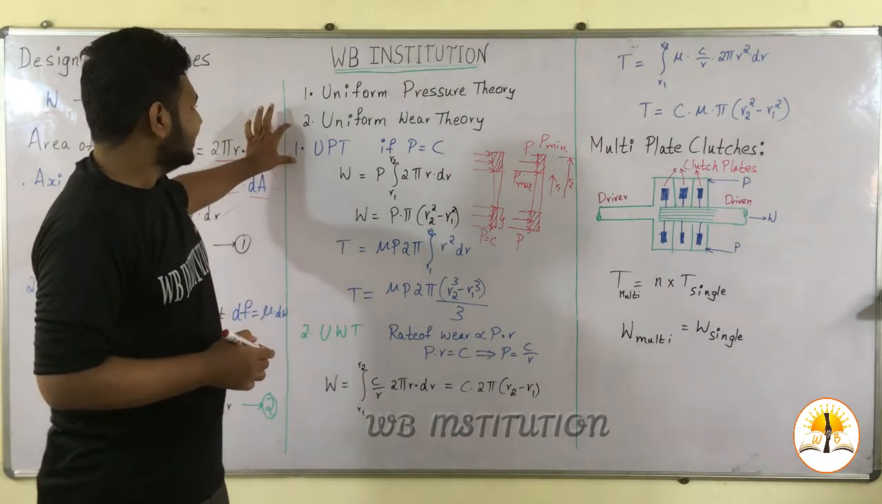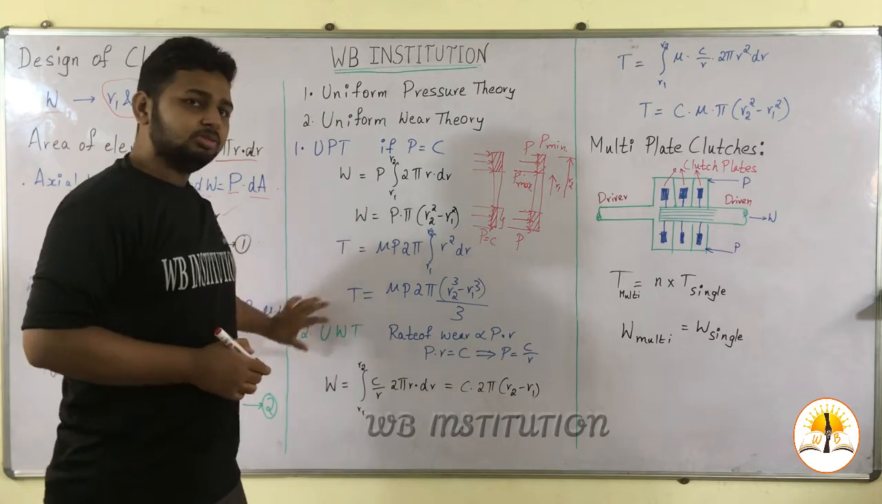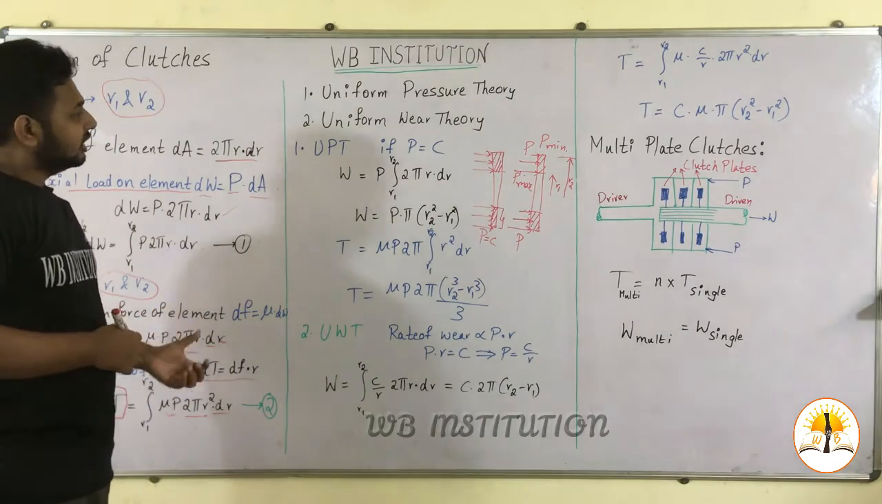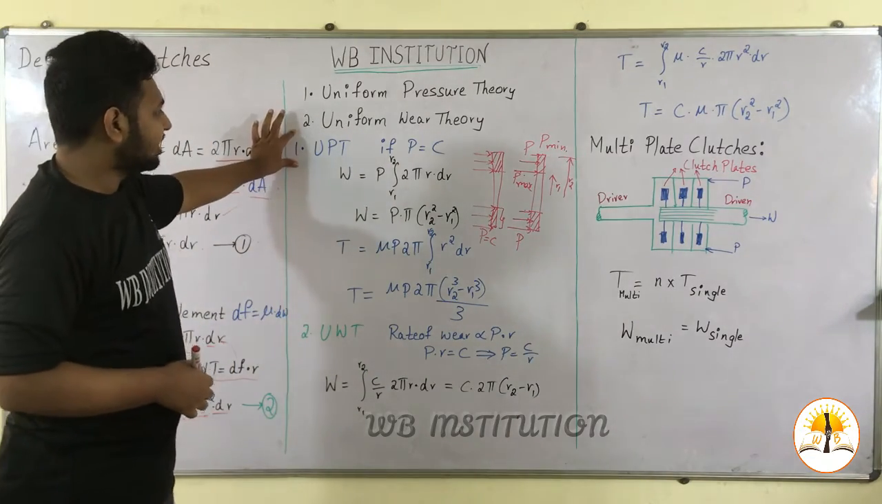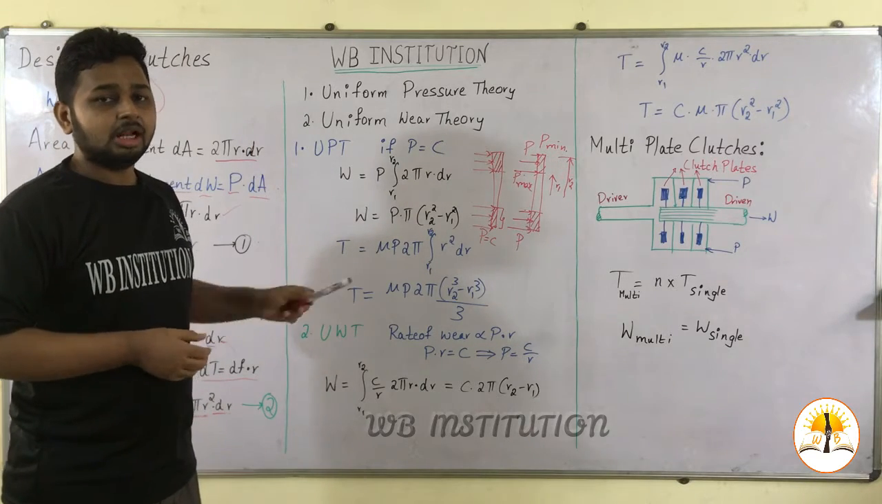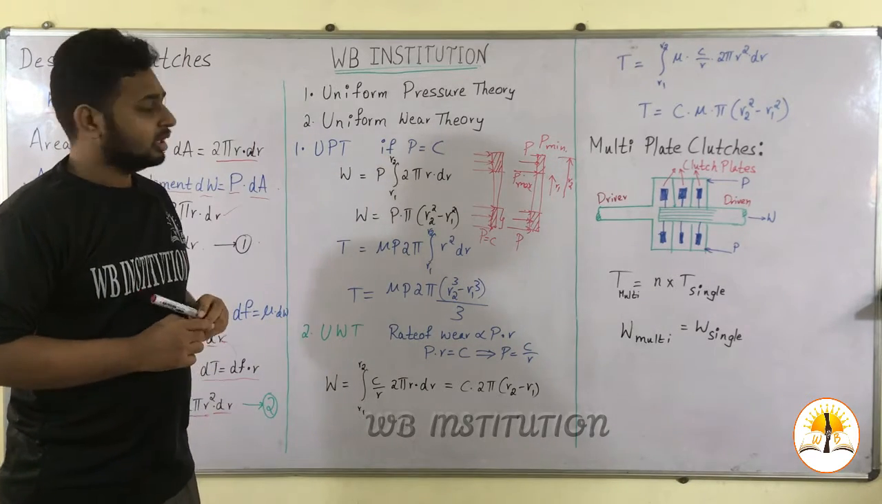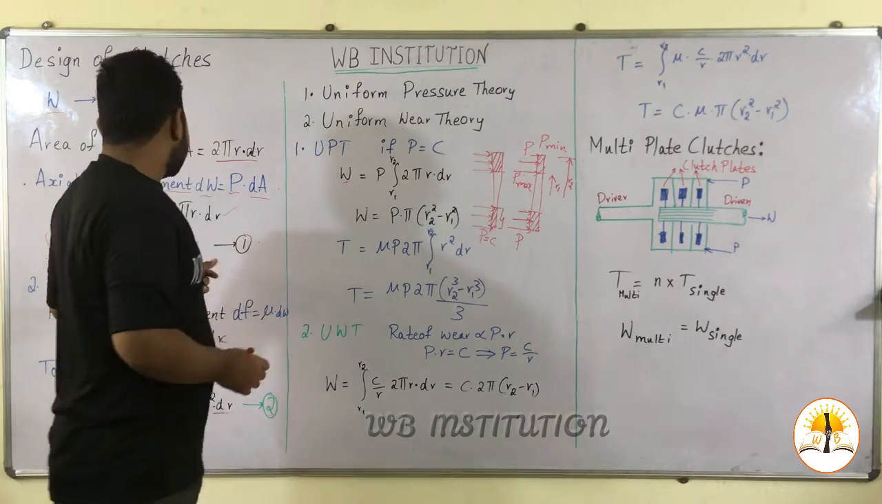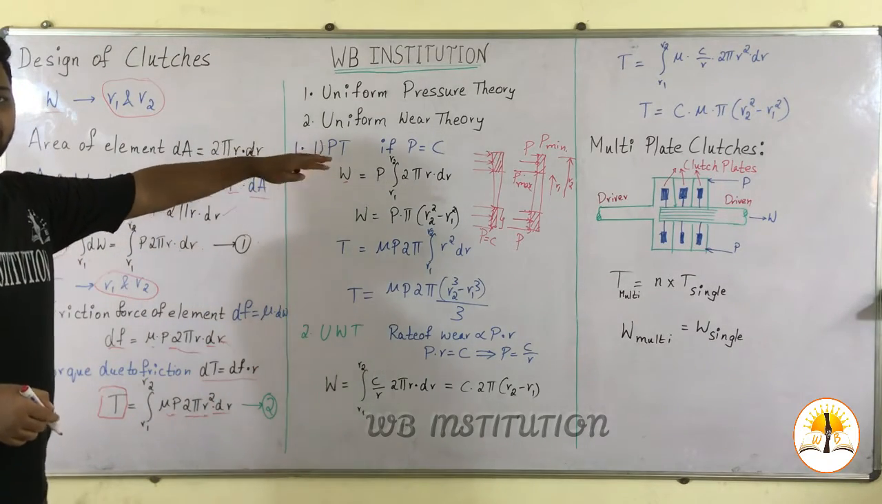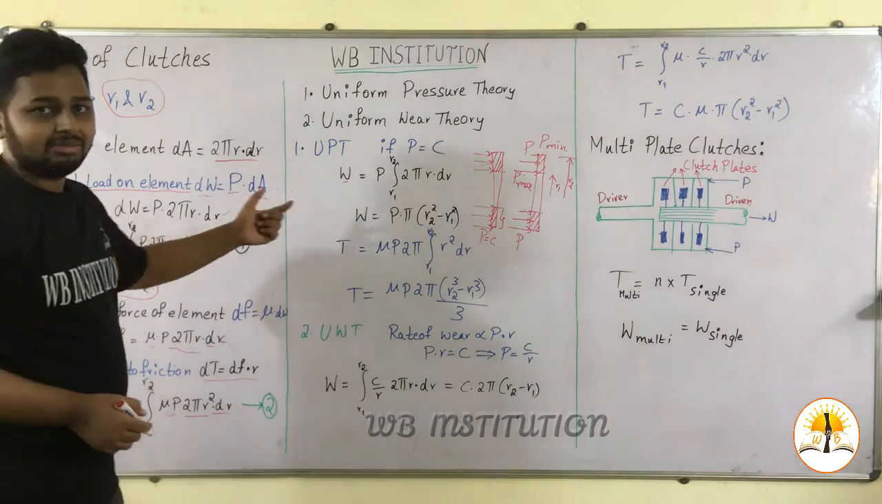Let us consider both the equations and calculate the values of W and T. The value of W, according to the uniform pressure theory where the pressure is constant, is obtained from equation 1. We have to substitute the value of P and derive the equation.